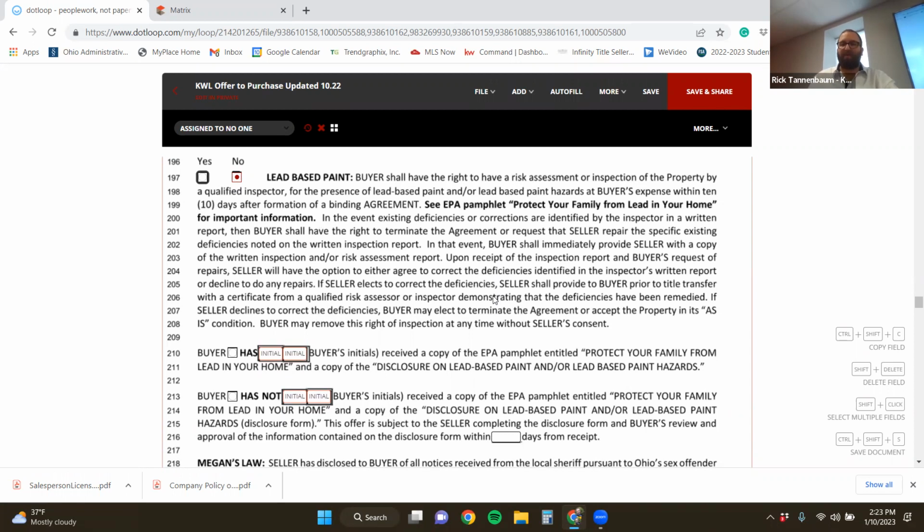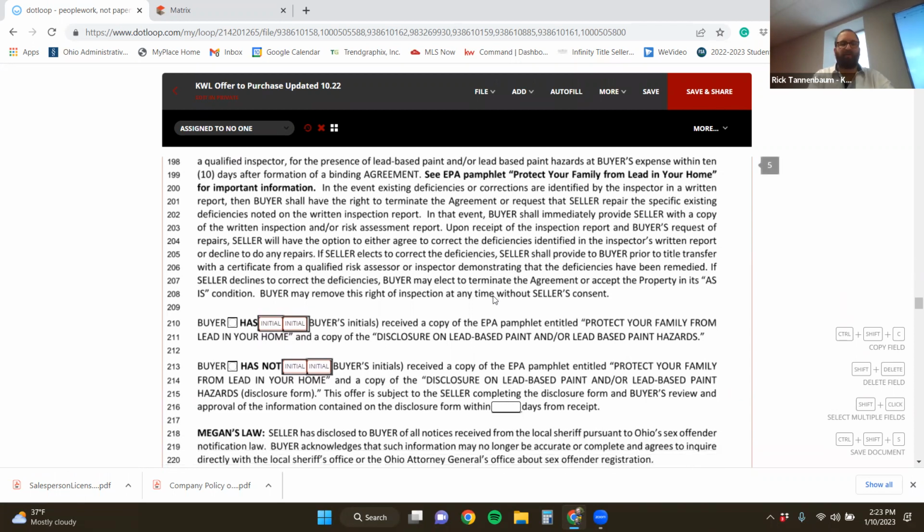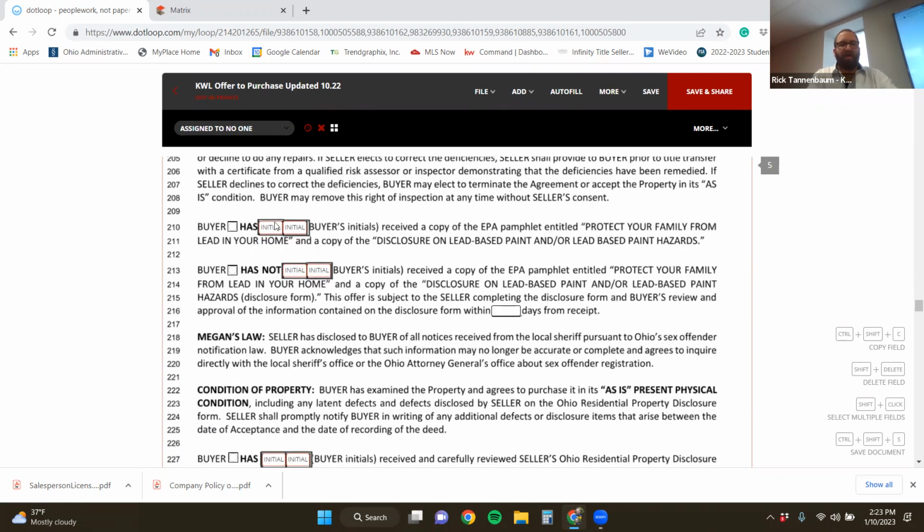Make sure you give them a copy of the "Protect Your Family from Lead in the Home" pamphlet from the EPA. And there's that lead disclosure if the house was built prior to 78. Here's where that lead disclosure should be. So hopefully the listing agent has uploaded that disclosure into the MLS and you have a copy of it, so you can check here, have your buyer initial here that they've received it.